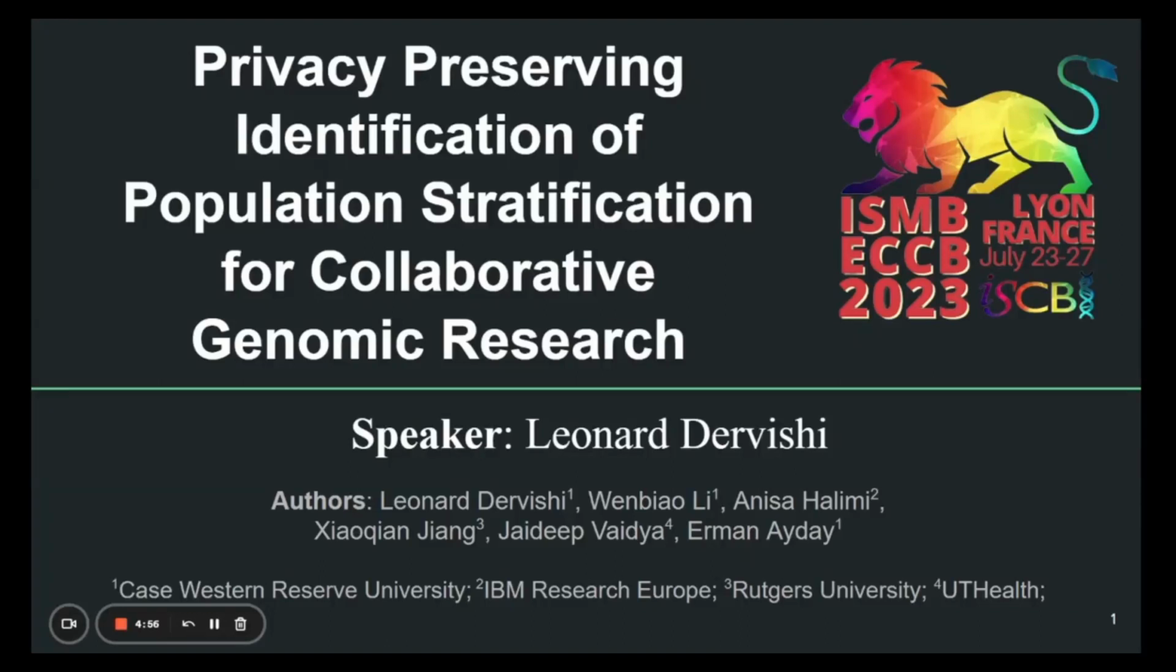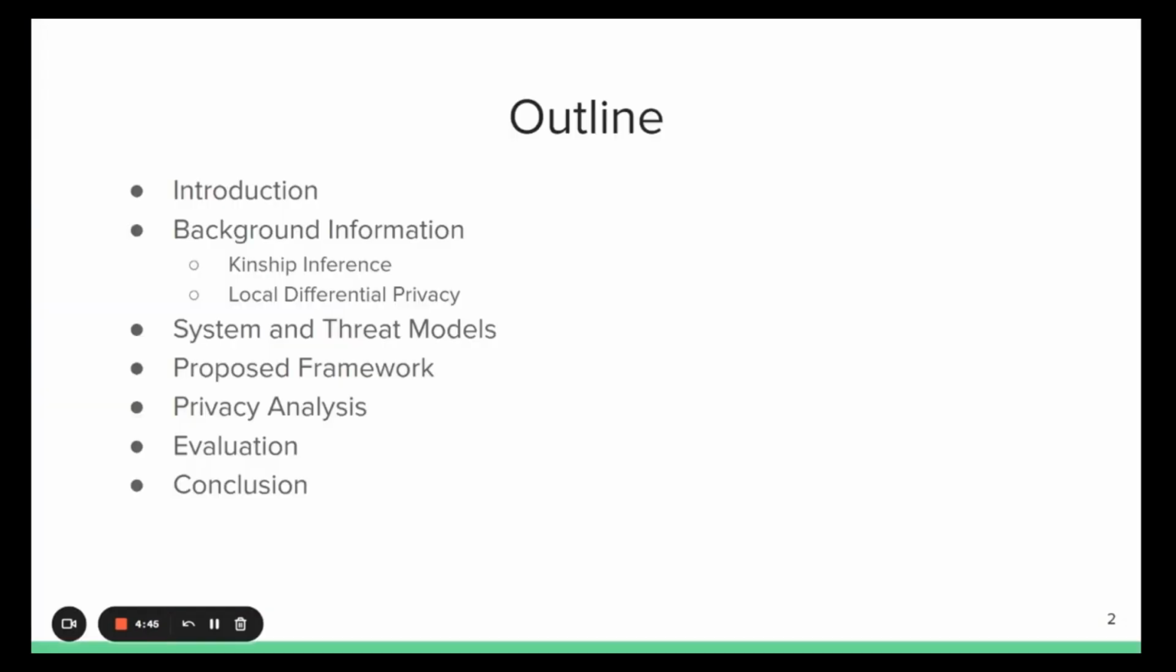Hi everyone, I am Leonard Dervishi and I'll be presenting the paper with the topic Privacy-Preserving Identification of Population Stratification for Collaborative Genomic Research. Below are the rest of the authors.